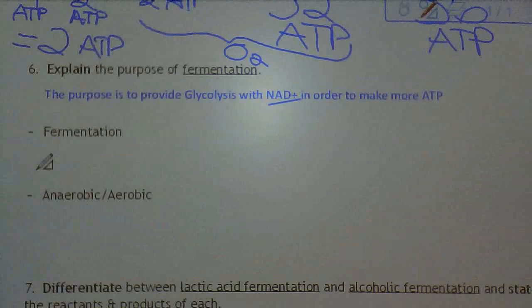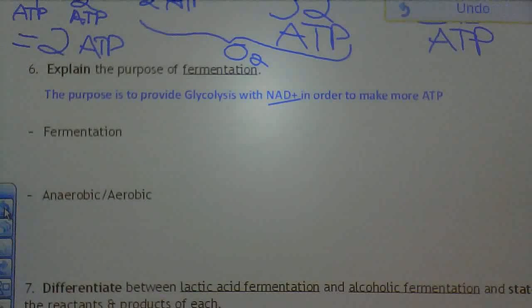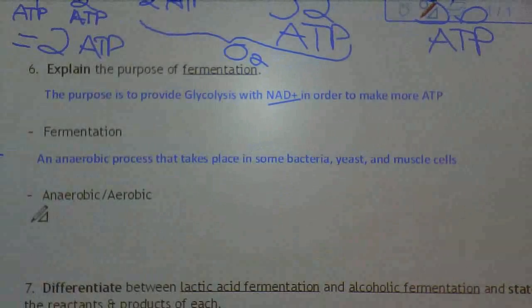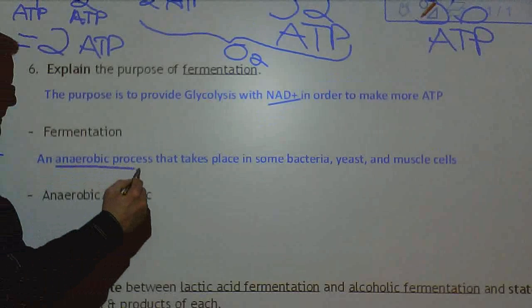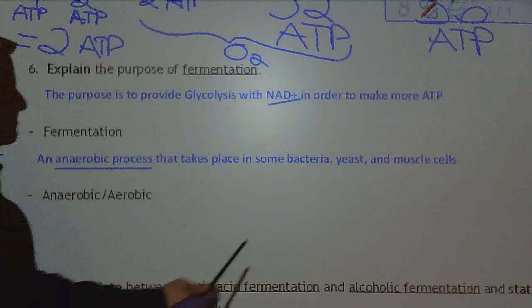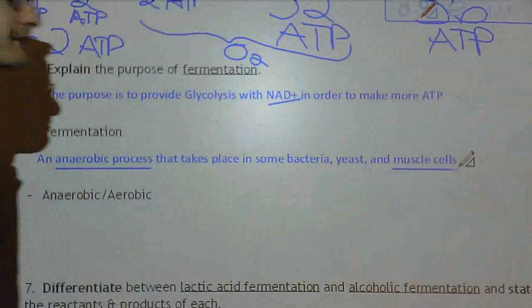So here's a quick definition of fermentation. It is an anaerobic process that takes place in some bacteria, yeast, and muscle cells just like ours, so mammal muscle cells. And again, we want to make sure we remember what it means when it says an anaerobic process. And something else to keep in mind, we're going to be talking about muscle cells for part of this.